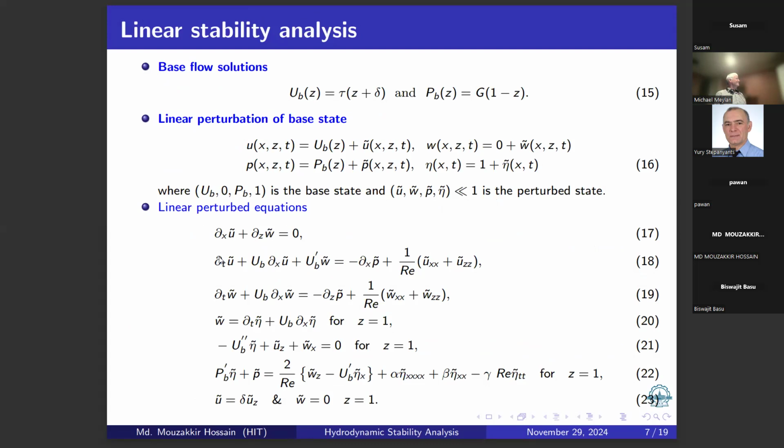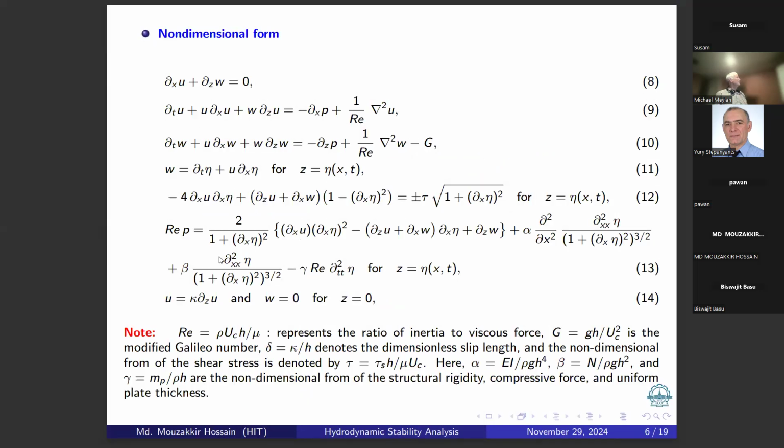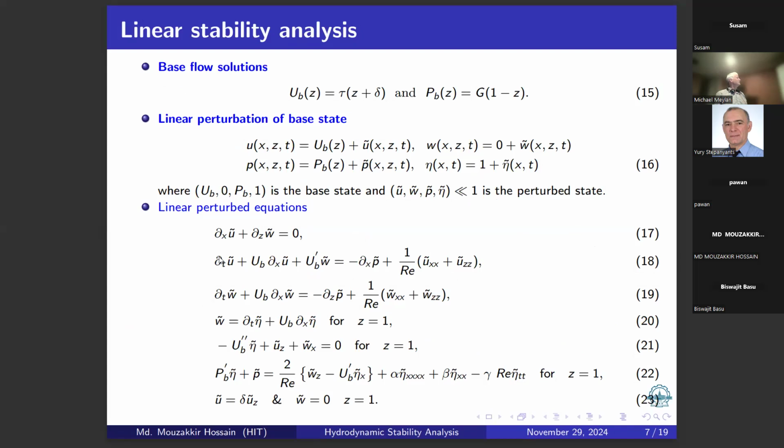And since we are perturbing the base flow, we are taking the linear perturbation of the base state, which is given in equation 16, where U_B, W_B and P_B are the base state, and the tilde symbols, U tilde, W tilde, P tilde and eta, are the perturbed flow variables, which are very small. Since we are dealing with linear stability analysis, we consider only up to the linear perturbations. Now substituting equation 16 into the non-dimensional equations 8 to 14, we get the linear perturbation equations 17 to 23.